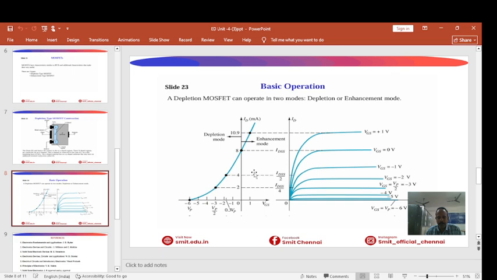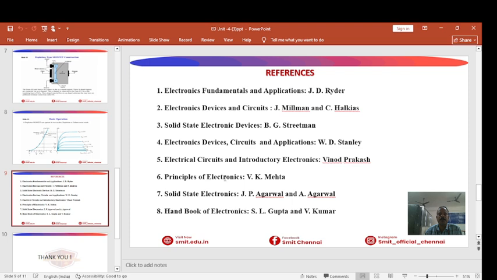The other major advantages are very high input impedance, very low power consumption, very high speed switching, and easy integration with IC technology. These are the greatest advantages of MOSFET. Why we go for MOSFET can be observed from this.